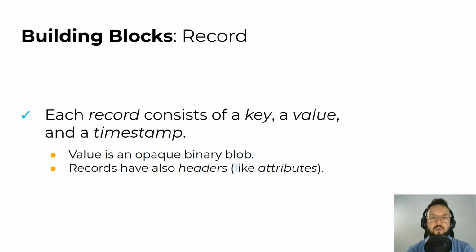Additionally, inside the partition, we've got a record, which should be pretty obvious. It consists of a key, value, and a timestamp. The value is basically a binary blob that is opaque to the whole system. Additionally, records can also have headers. It's a very similar term to attributes, for example, in SNS or any other messaging services.